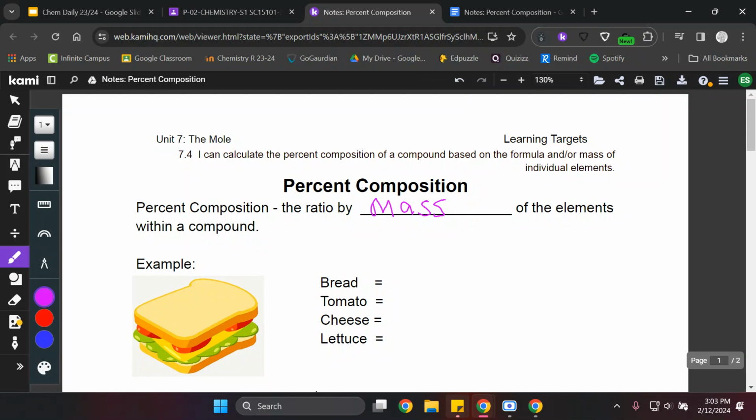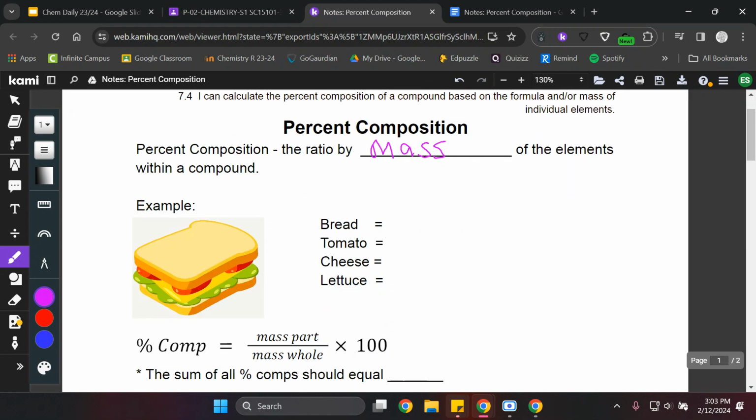So to keep it simple to start, let's look at a sandwich. Now here I have a sandwich. We can see how many pieces of each ingredient there are. And let's just give some basic numbers here. Let's say that each slice of bread is 20 grams. Let's say the tomatoes are 15 grams, the cheese is 10 grams, and the lettuce is 5 grams. Let's just keep things very simple to start.